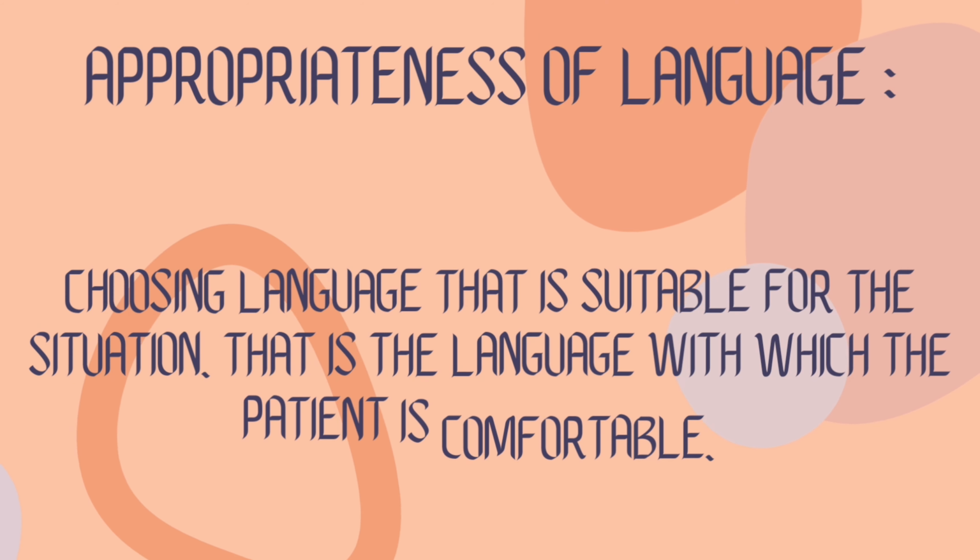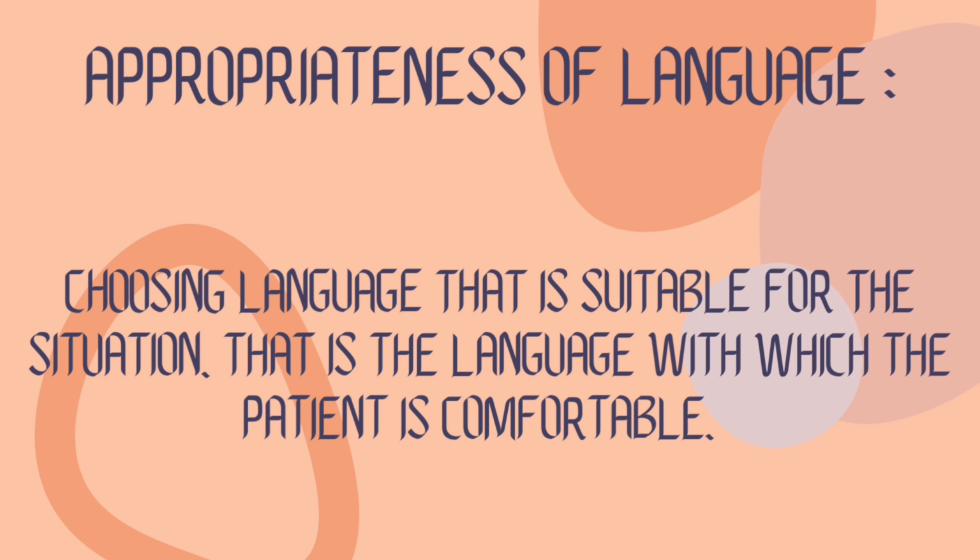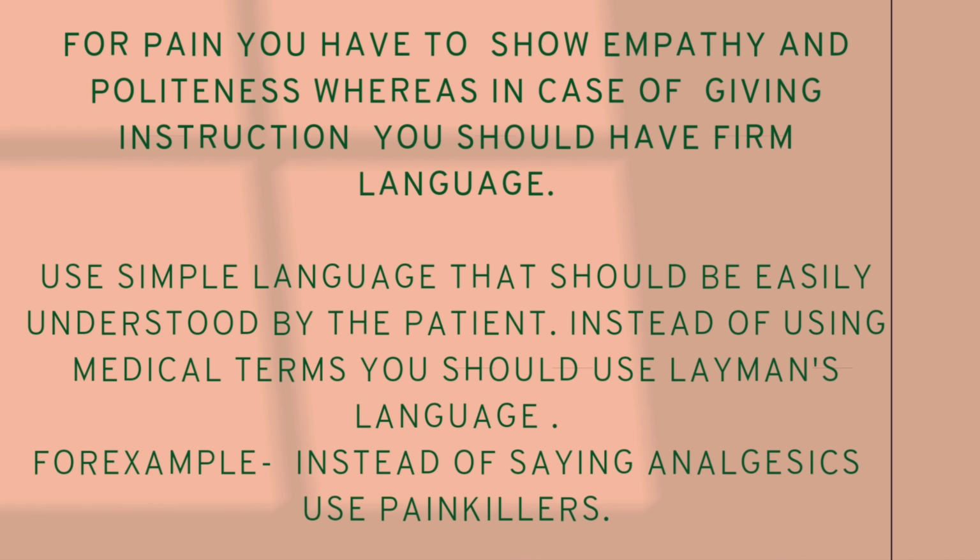Now come to the third criterion, that is appropriateness of language. This is a crucial part in OET speaking. That means choosing language that is suitable for the situation. That is the language with which the patient is comfortable. Let's understand it properly. For pain, you have to show empathy and politeness, whereas in case of giving some instructions, you should use firm language. Use simple language that could be easily understood by the patient. Instead of using medical terms, you should use layman's language. For example, instead of saying analgesics, you should say painkillers.